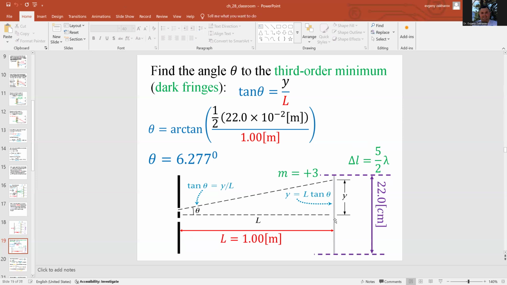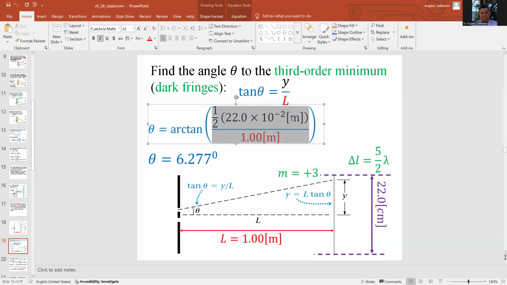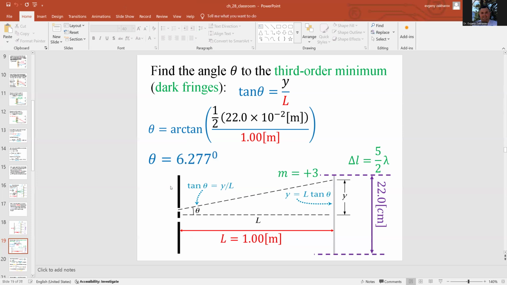This is your vertical displacement. This is horizontal. So the ratio of the components is the tangent. Solving for the angle itself, it's the arctangent, and it's the ratio between the two. That gives you 6 degrees. So it's indeed a small angle. Just confirms our small angle approximation condition.